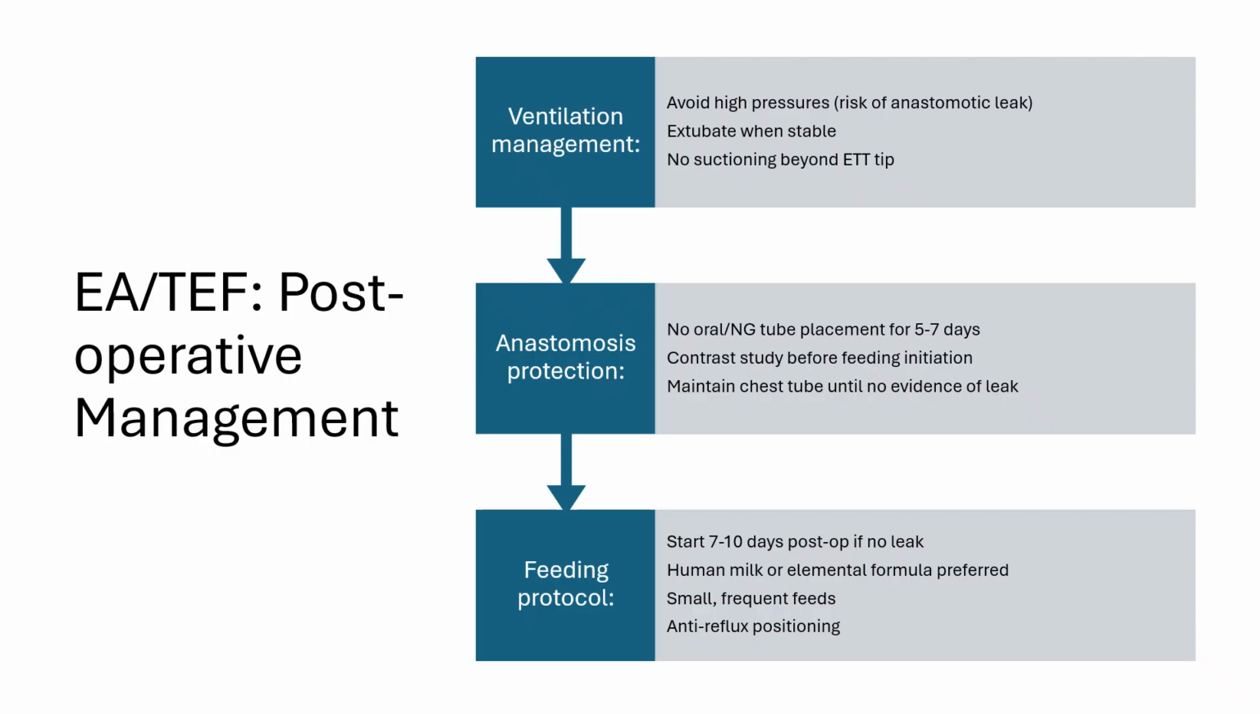Anastomosis protection means giving the tissue time to heal before challenging it. No oral or NG placement for 5 to 7 days. That suture line needs to develop tensile strength without mechanical stress. The chest tube stays in place until you're certain there's no leak because any anastomotic breakdown needs immediate drainage.